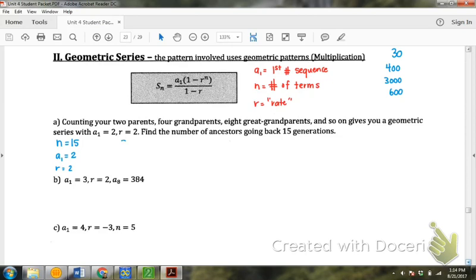So we have S sub 15 equals our a1, which is 2, times 1 minus 2 to the 15th power. You guys see that? Your r value, which is 2, raised to the n, which is the 15th power. Okay? All divided by 1 minus your r value, which is 2.